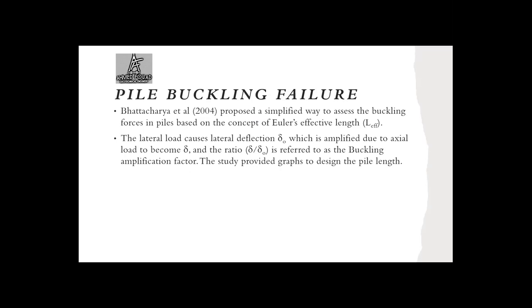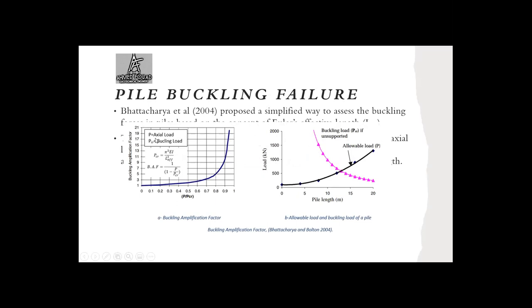The lateral load causes lateral deflection. We already know this by now, which is amplified due to the axial force. So when we have an axial force and the pile is moving laterally, it will be amplified because of this axial force. So they calculated a ratio between the amplified deflection and the original one, and they refer to it as a buckling amplification factor. Also, as we can see in this graph, depending on the axial load and the buckling load, we can draw this graph between the buckling amplification factor and the axial load over the allowable axial buckling load. And as we can see, if the axial load increases until the ratio reaches one, the buckling amplification factor also increases until it reaches a very high value.